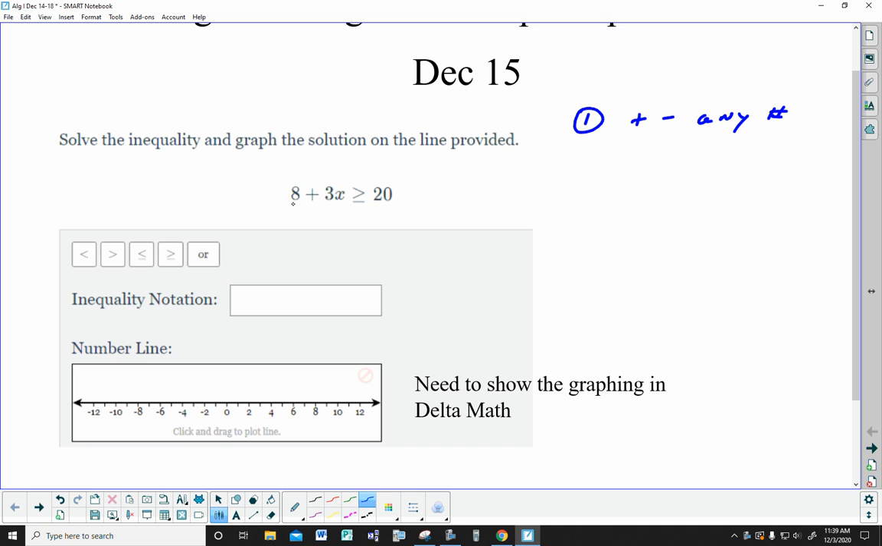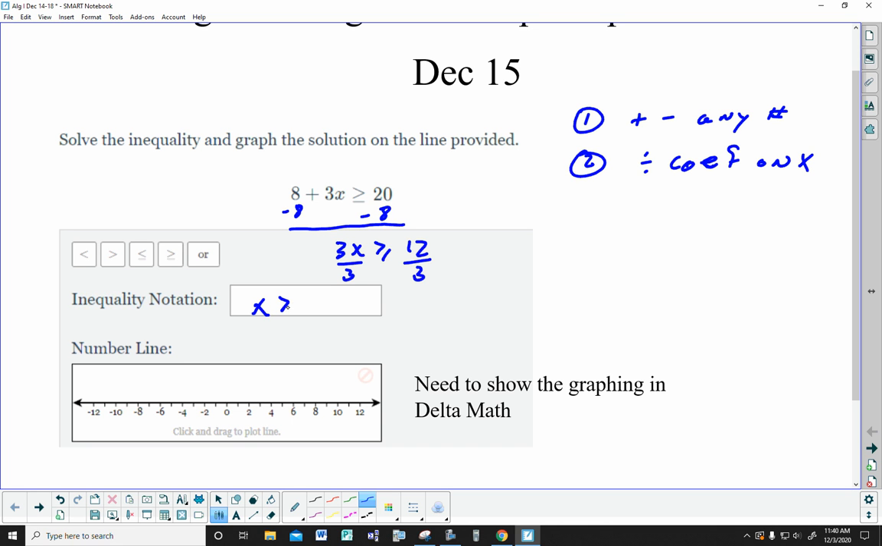So like this. That's just a number. This has a number and a variable. So it's a positive 8, so I'm going to subtract the 8 to the other side. So then you got 3x is greater than or equal to 12. The second step is always going to be divide out the coefficient on x. So you're going to divide by 3, and you're going to get x is greater than or equal to 4. Okay?